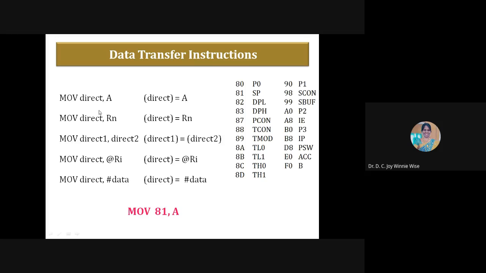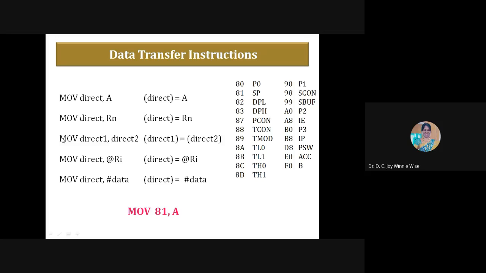Okay. So let's see an example. I have written here MOV 81, comma A. That is, the content of accumulator is transferred to 81. Okay, what is 81? Refer here. 81 is nothing but the stack pointer. So the content of accumulator is moved to stack pointer.